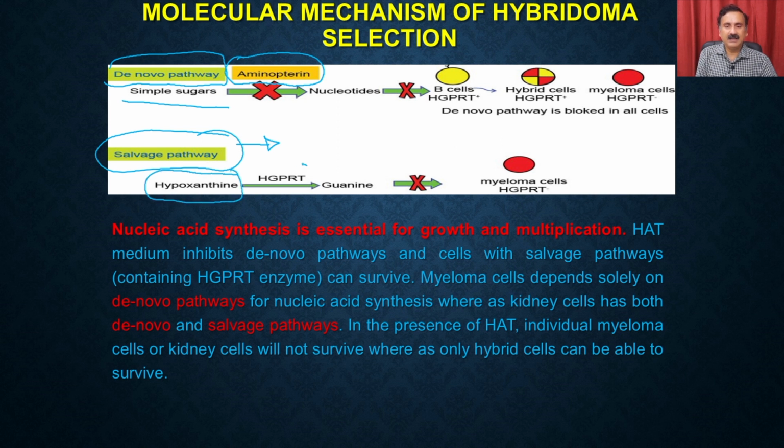This hypoxanthine is then going to be processed by the HGPRT enzyme, and then it is going to synthesize the guanine, and this guanine can be utilized for the production of the nucleic acids. So the nucleic acid synthesis is essential for growth and multiplication, right?